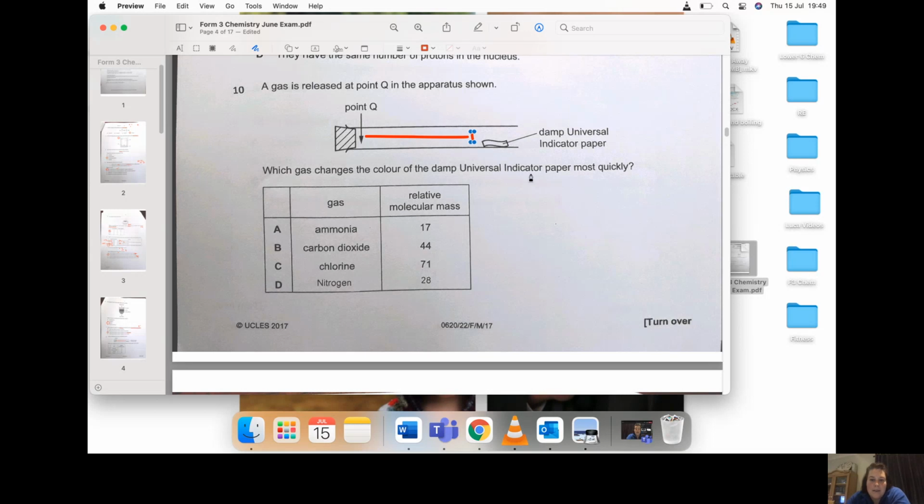Which gas changes the color of the damp universal paper most quickly? Okay, we're looking at speed. That means the smallest. Whichever is the lightest gas is going to do it the most quickly, because it's going to move the fastest. So all we have to do is ask, which of these is the lightest? Ammonia. Its relative molecular mass is 17. So your answer for number 10 was A.